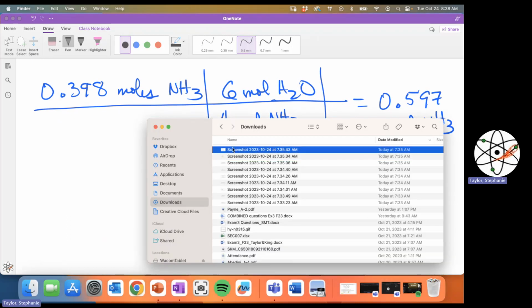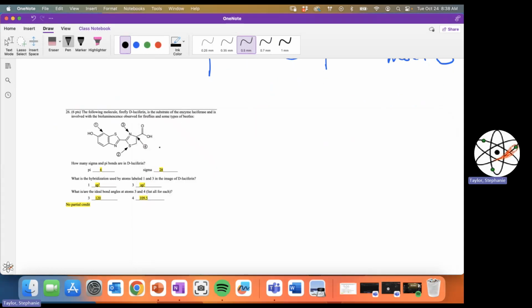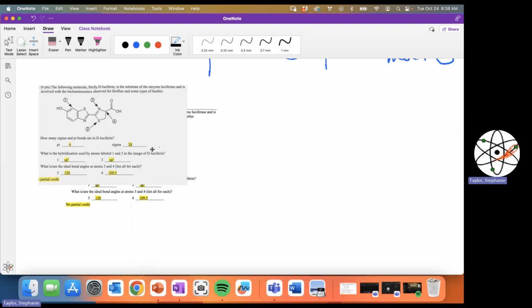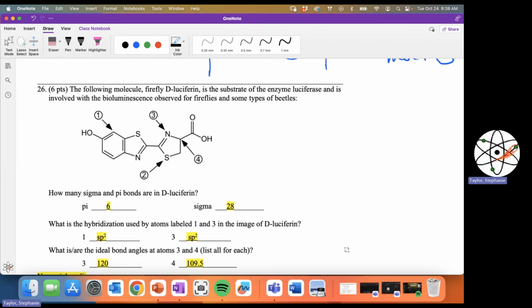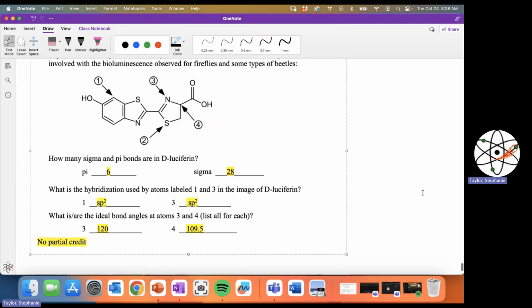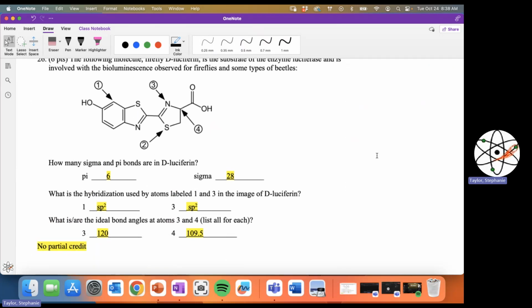All right. Last but not least. The following molecule, firefly D-luciferin, is a substrate of the enzyme luciferase, involved in the bioluminescence observed for fireflies and sometimes of beetles. Some types of beetles, not times of beetles. So I need sigma and pi bonds. I need hybridization for things that are labeled, and I need ideal bond angles.